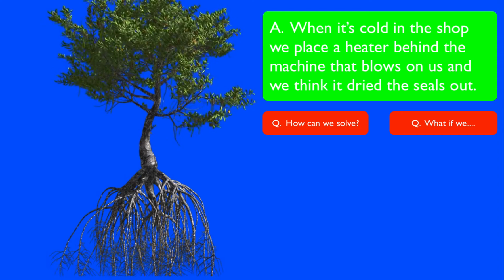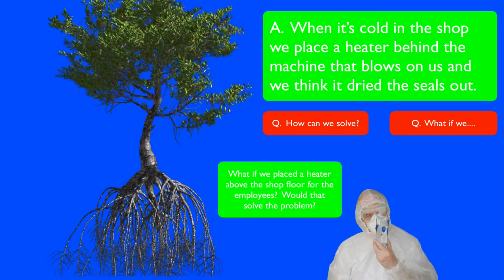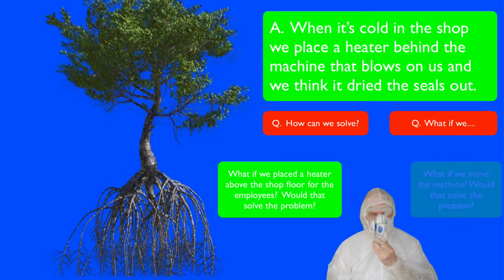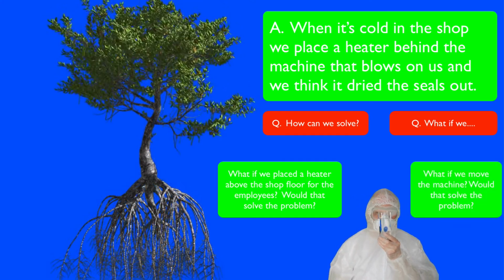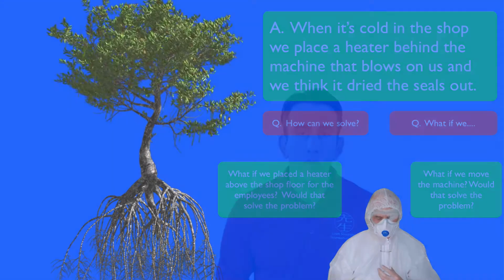For example, what if we placed a heater above the shop floor for the employees? Would that solve the problem? What if we moved the machine? Would that solve the problem? Try to remember there is almost always more than one solution for a problem.